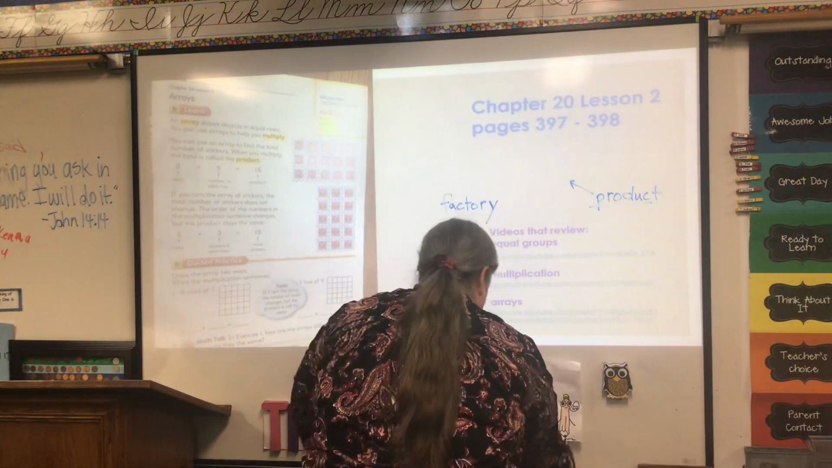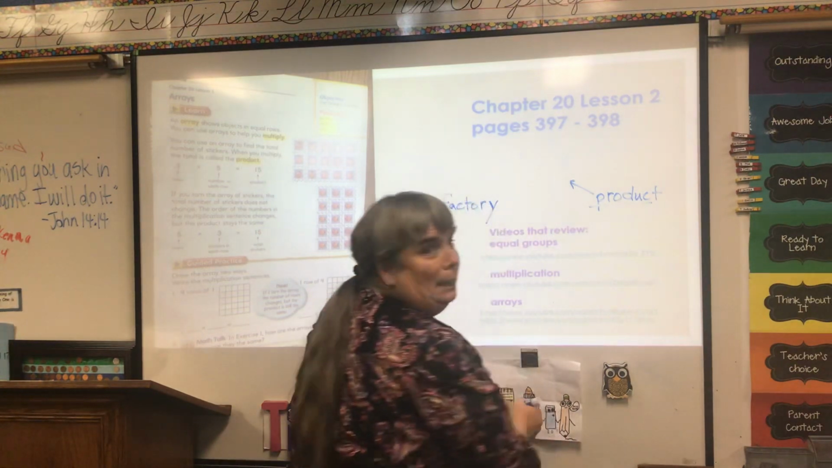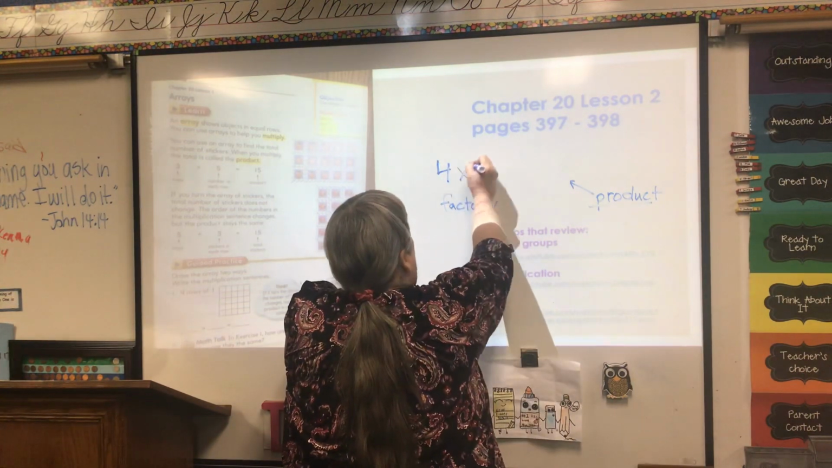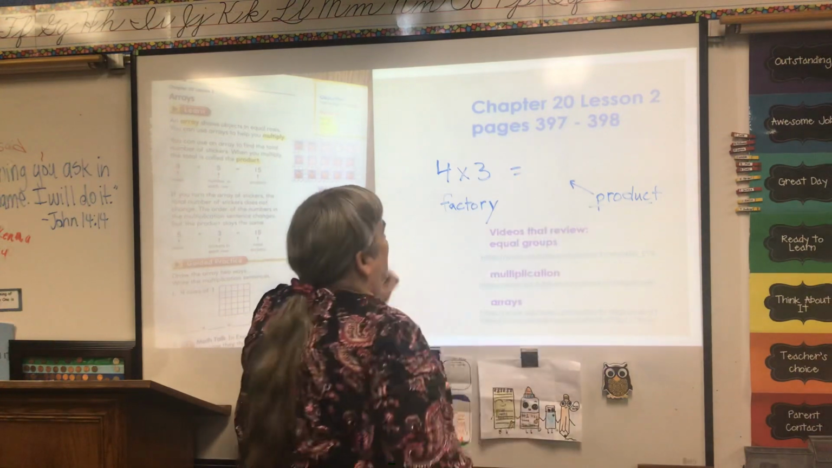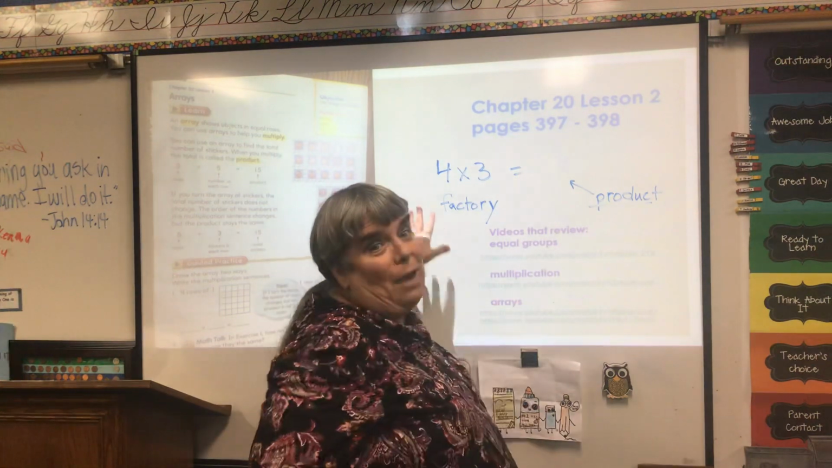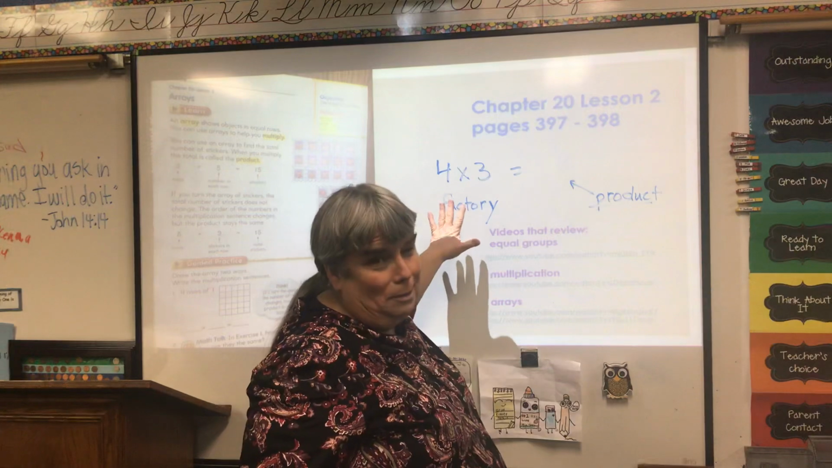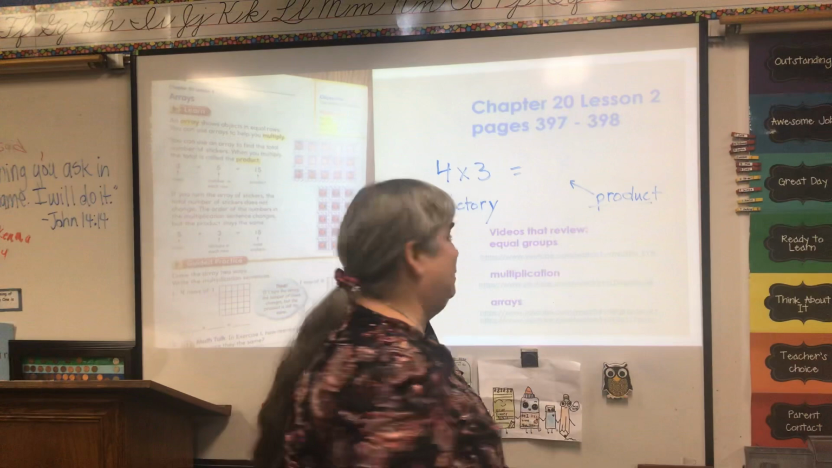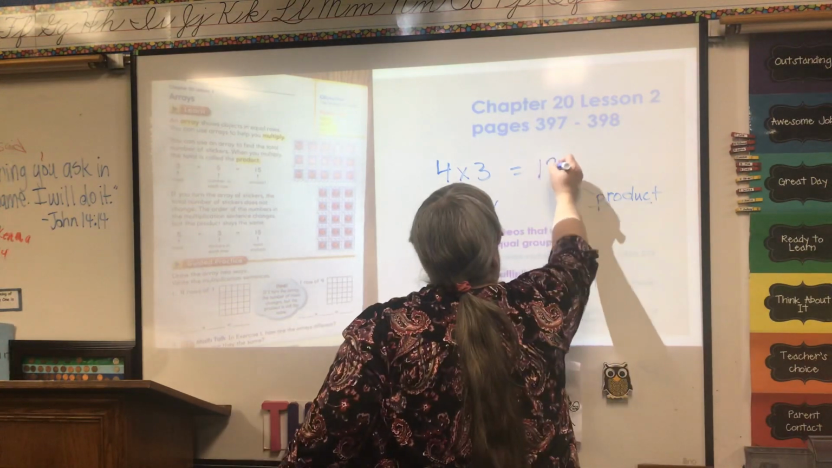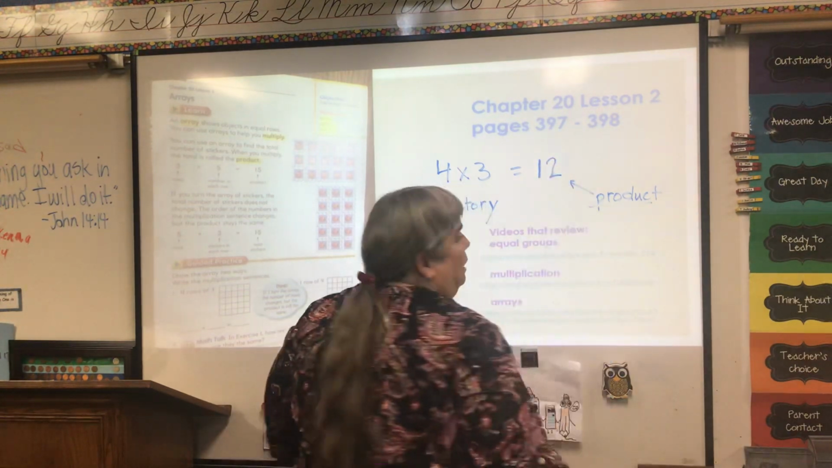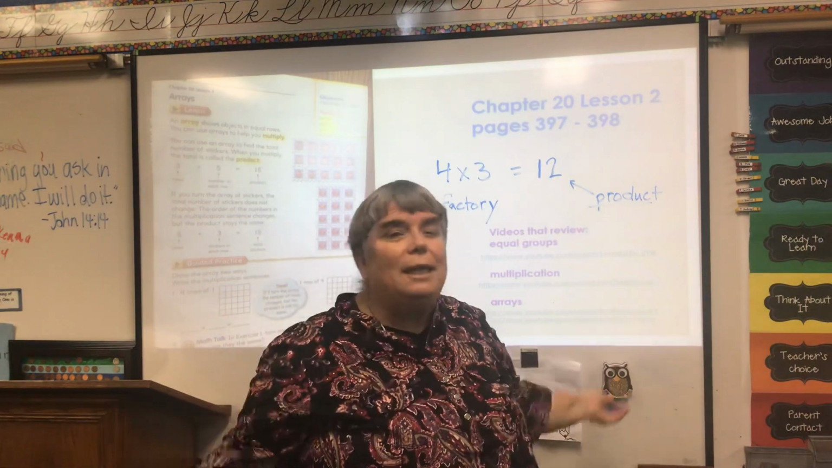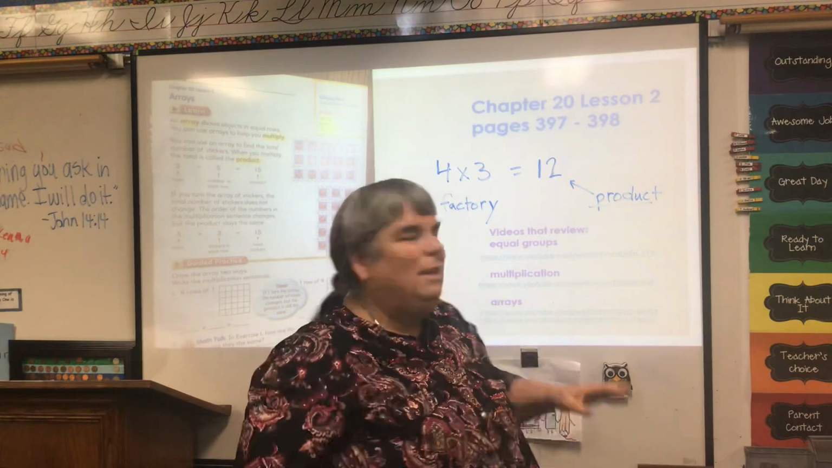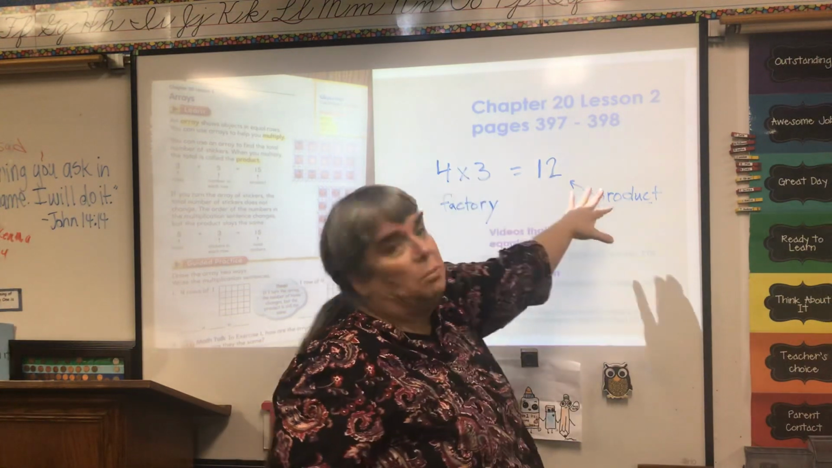So when you have numbers at the number factory, we'll do a different one. We'll do 4 times 3. Here's the factors at the factory, and what they produce is a product. It's just a way to remember. You can use that one or think one up on your own. That's fine. Factors, product.